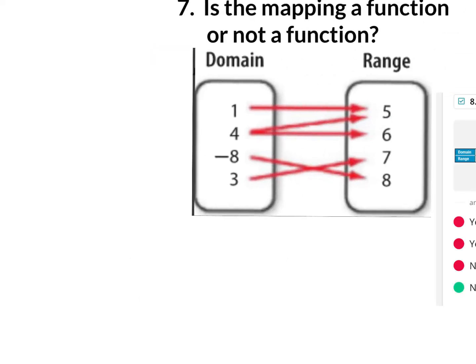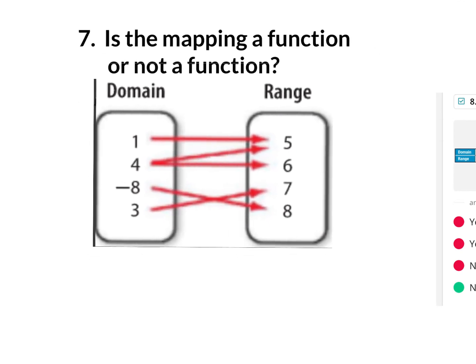On this one right here, it says, is this mapping a function or not a function? So again, for each input, there's one output. So when you plug in a 1, how many answers do you get? It gives you the answer 5. But right here, check it out. You plug in a 4, you get out a 5, and then you plug in a 4 again, and you get out a 6. That machine is broken. So that's not a function. The machine's broken. So you would say not a function.